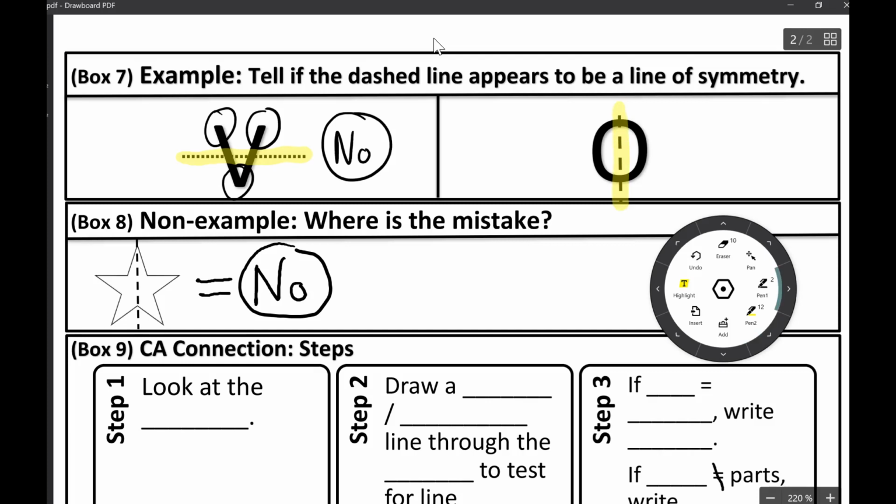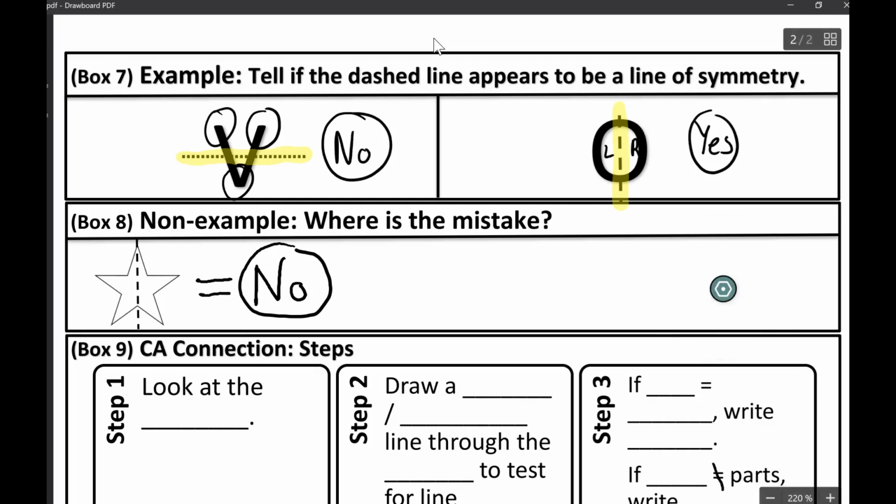So when it cuts the shape in half like this, does it produce two equal parts? And the answer is yes, okay? I have, again, my left side and I have my right side. I put an L and an R, okay, so kind of keep that in mind. Pretty simple, though. Going into box 8, our non-example.